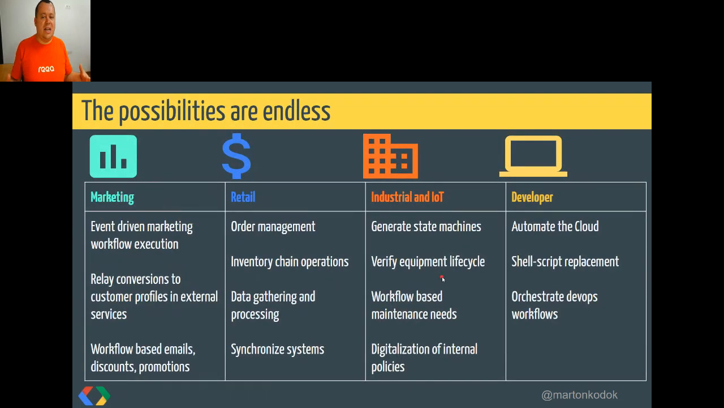The possibilities are endless as it connects external services, it connects the cloud, it orchestrates everything. So we have only covered, let's say, much more the developer part, where you can automate the cloud. It could replace the shell script and orchestrate DevOps workflows. But in the marketing section, you could have event-driven marketing, workflow execution. You could relay conversions to customer profiles, for example. You could have workflow-based emails, discounts, promotions.